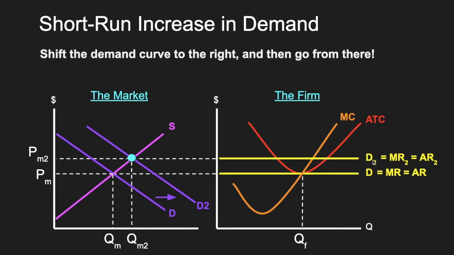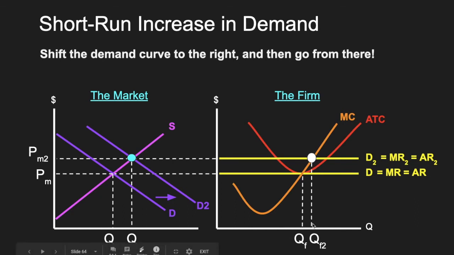Also, we now have a different point. We used to produce this quantity, right? But now marginal revenue isn't here anymore. It's up here at MR2. This is the one we care about now. That intersects with our orange curve, marginal cost, at this point, which means this is our new output.